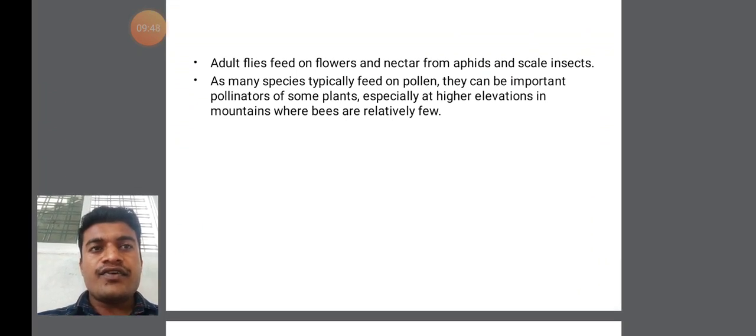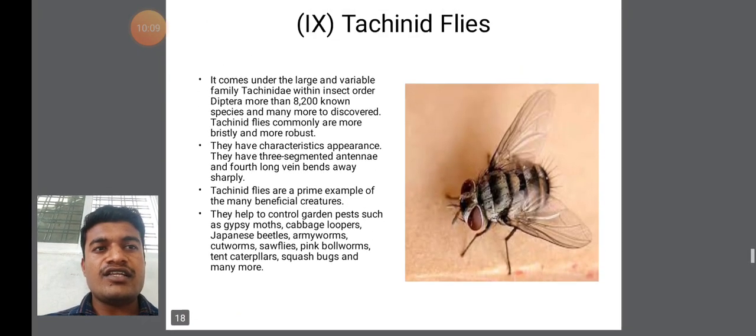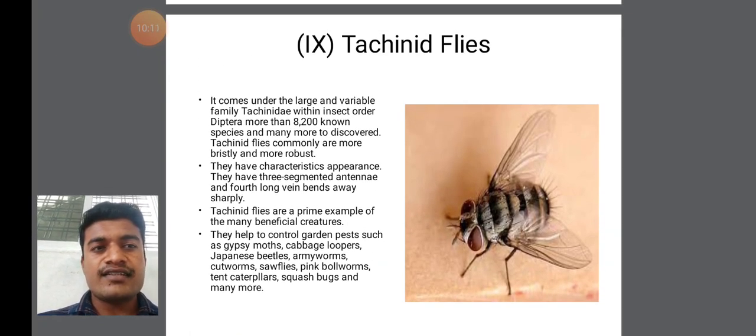Adult flies feed on flowers and on nectar from aphids and scale insects. As many species typically feed on pollen, they can be important pollinators of some plants, especially at higher elevations in mountains where bees are relatively few. Here, in this way, these tachinid flies also show their importance in nature.